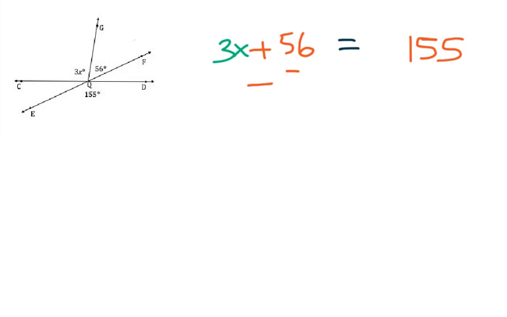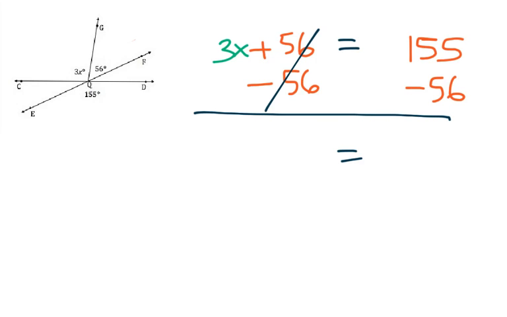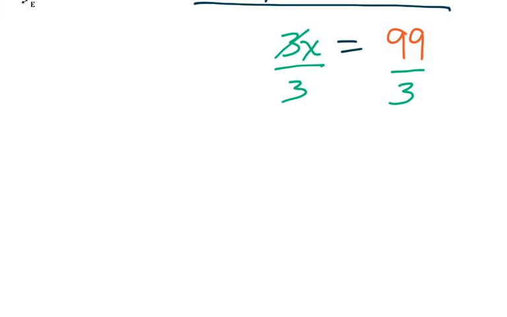I'll want to isolate the x term, so to do that, I will subtract the 56, the constant term, from each side of the equation. On the left, that leaves me with 3x, and on the right, it leaves me with 99. To solve this further, I will divide both sides by the coefficient of the variable, that's 3. And when I do that, I'm left with x with a coefficient of positive 1, which is what I was hoping for. And 99 divided by 3 is 33.